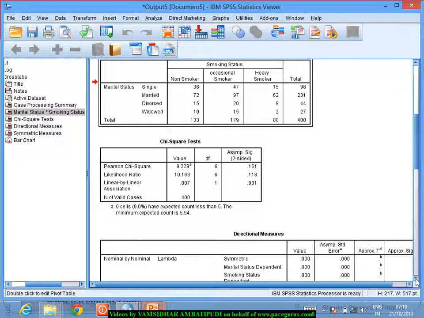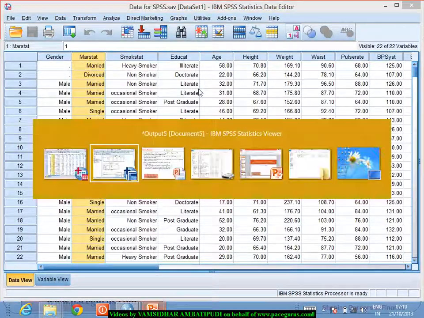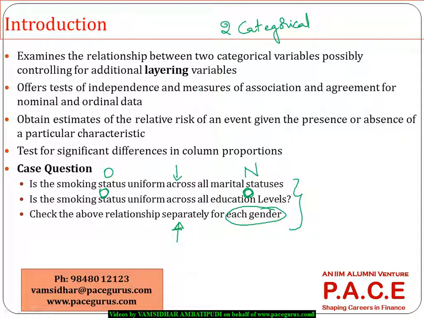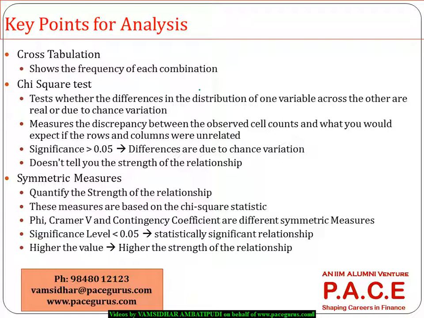And what we look at in the chi-square test is, the way it works is, these are the observed values. And it also comes out with another set of values called the expected values.